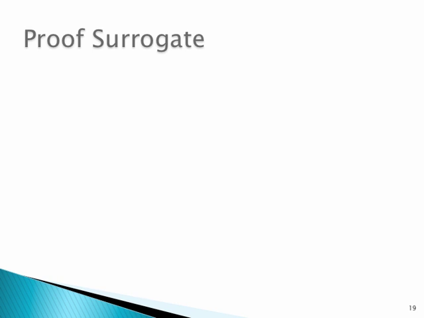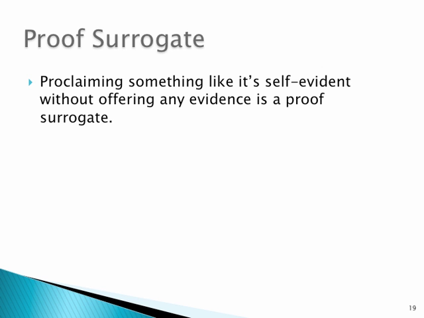Okay, we're winding down here. Proof surrogate is another rhetorical device, and what's going on here is where you don't really offer any evidence. You just sort of state a conclusion matter-of-factly, almost like it's so obvious that you don't have to offer evidence. And it's like giving an argument without any premises. You're just giving the conclusion.